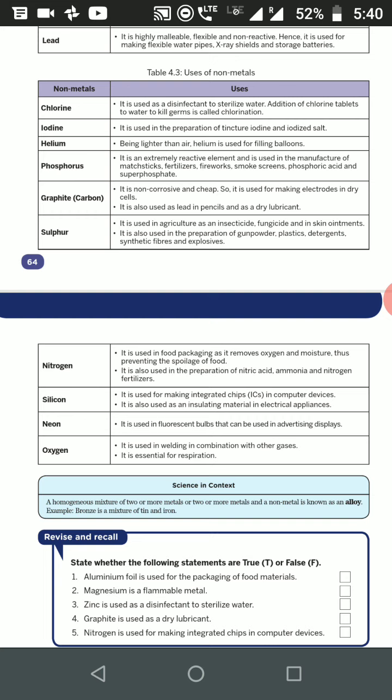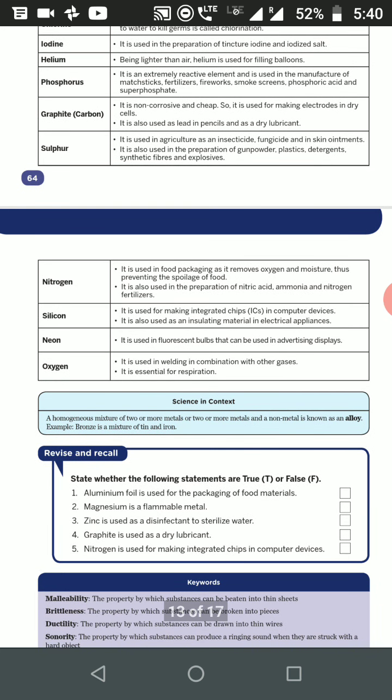Silicon is used for making the microchips of computer devices. It is also used as an insulating material in the electrical appliances. Neon is used in fluorescent bulbs, which can be used for advertising displays. Oxygen is used in welding in combination with other gases, and it is essential for our respiration.